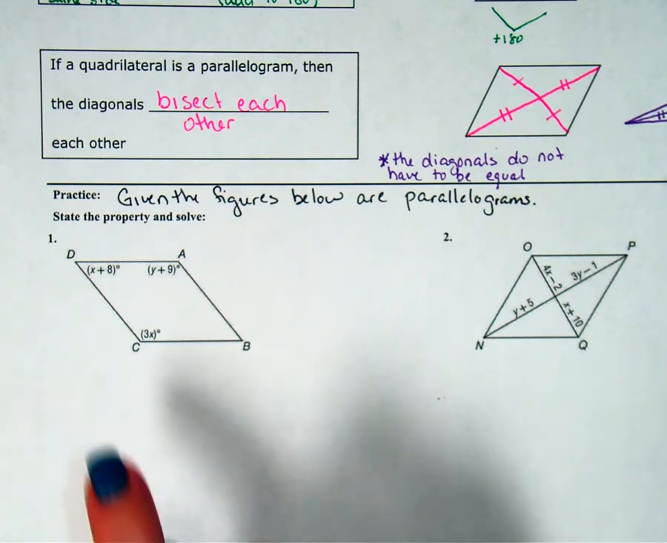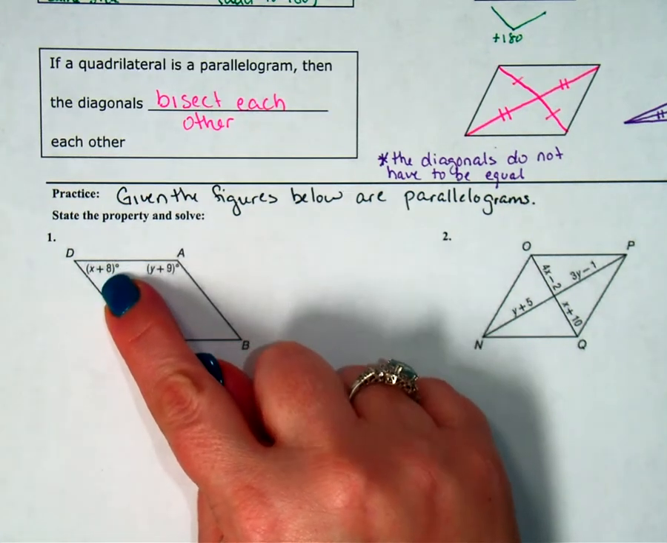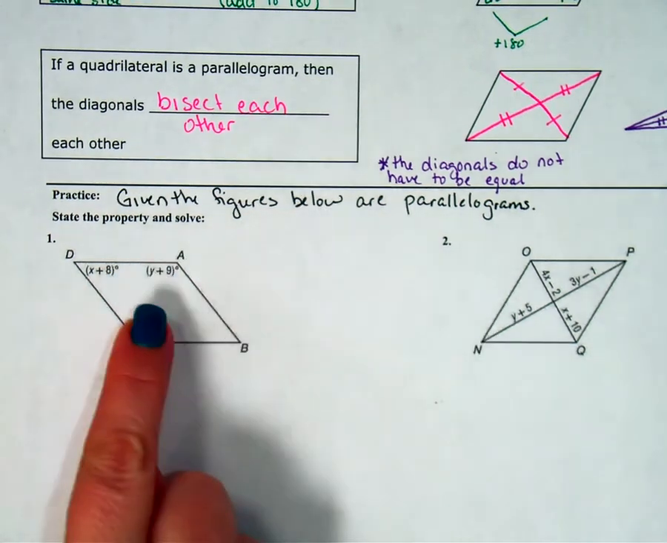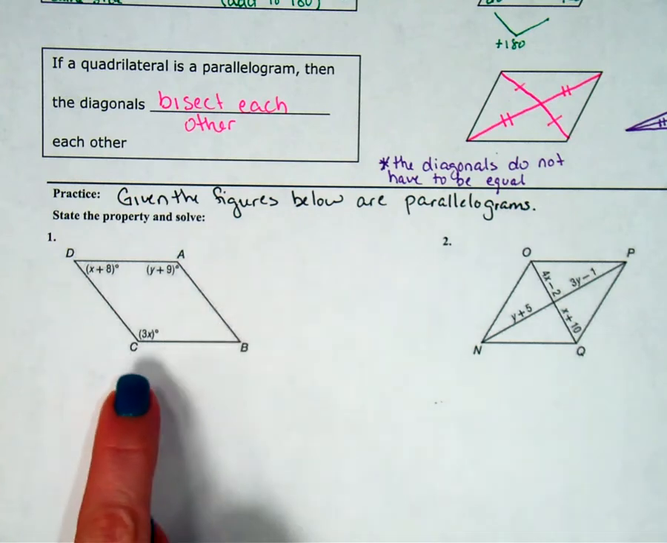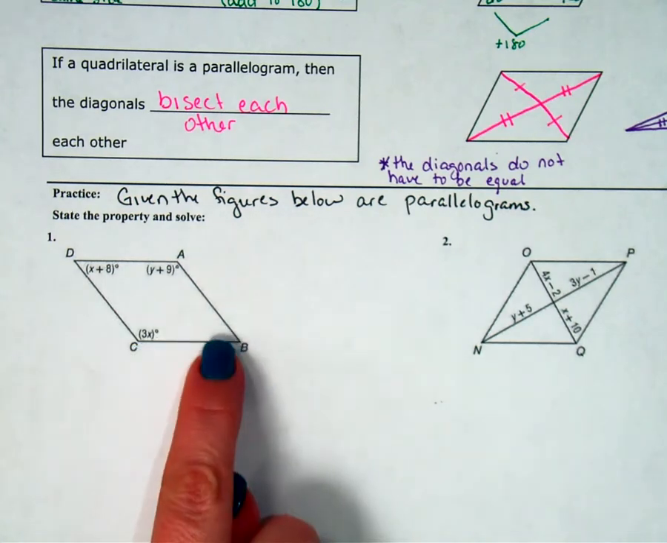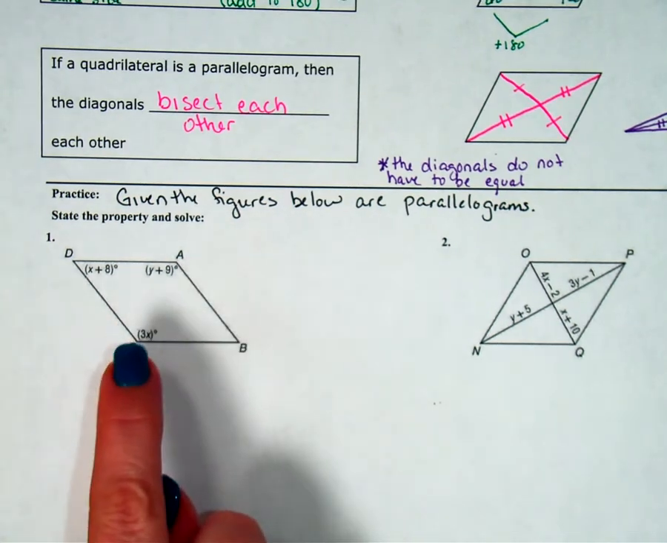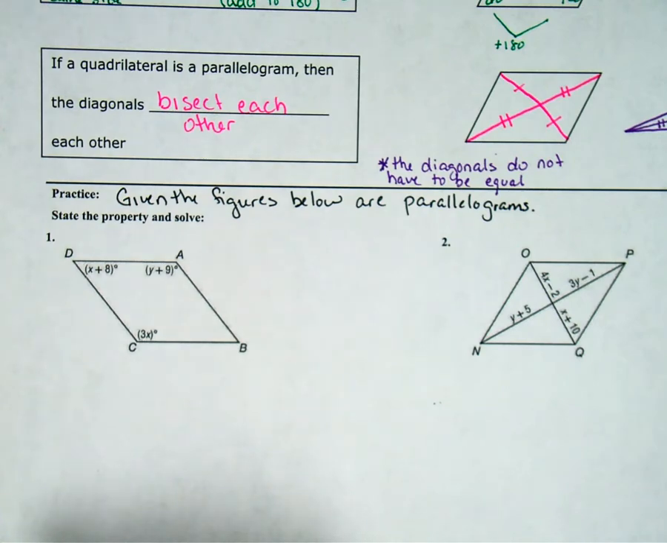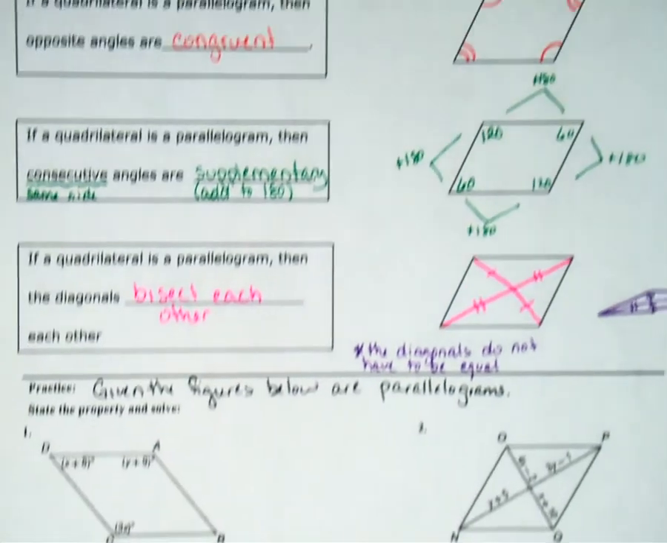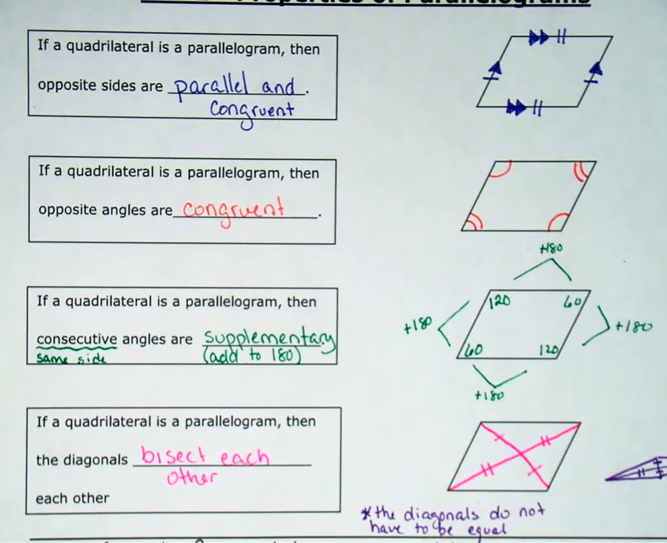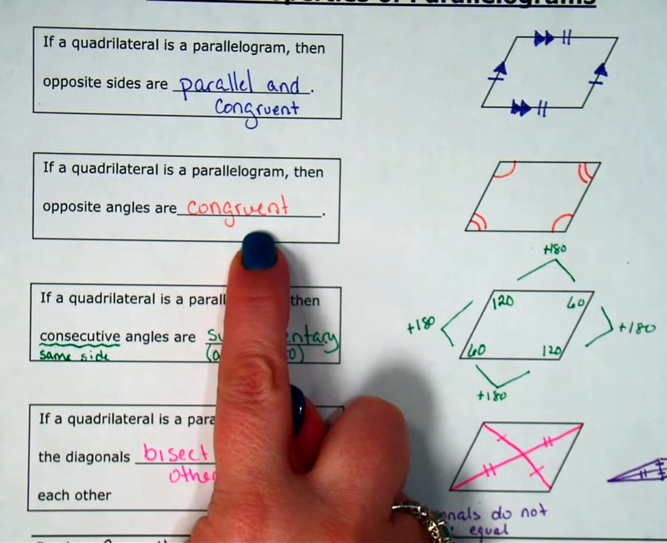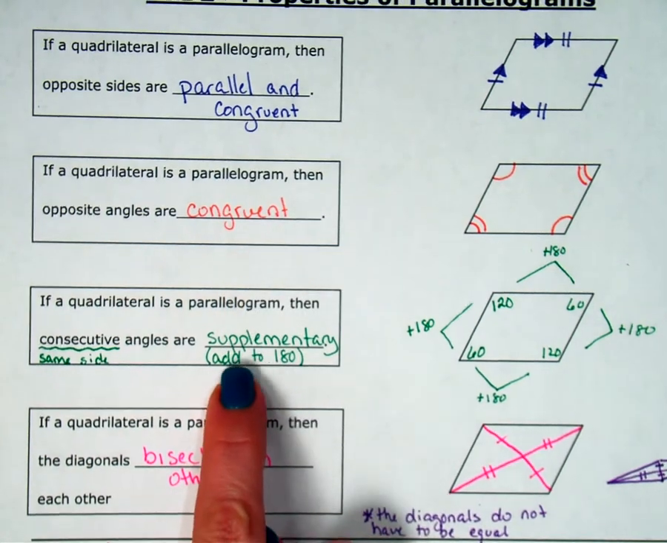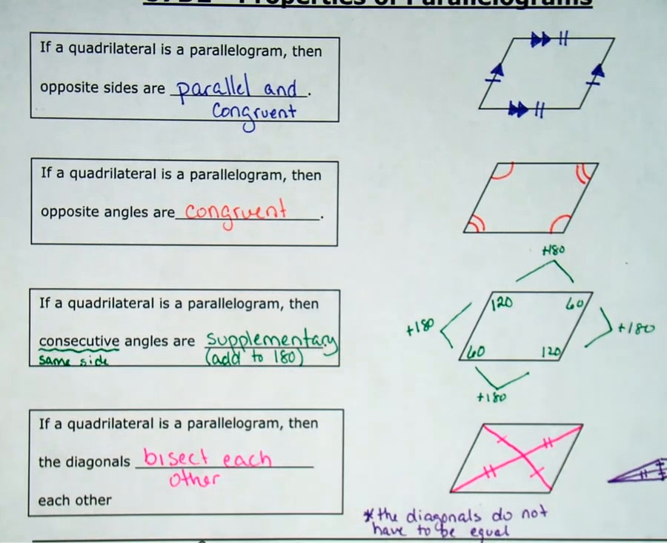I can see that the measure of angle D here is x plus 8. The measure of angle A is y plus 9. And the measure of angle C is 3x. I don't know anything about angle B, but I do know that I'm working with angles. So I need to figure out which of my properties I'm going to be using. The only 2 that deal with angles are this one here in orange. My opposite angles are congruent, and my same side angles add to 180 degrees.